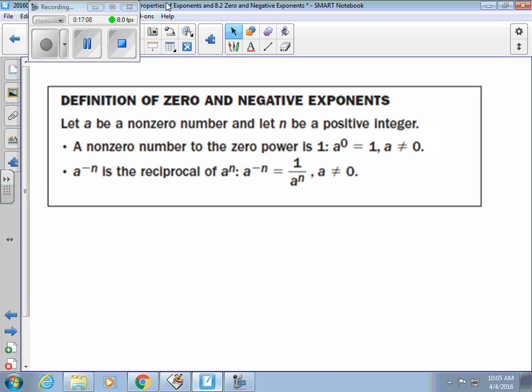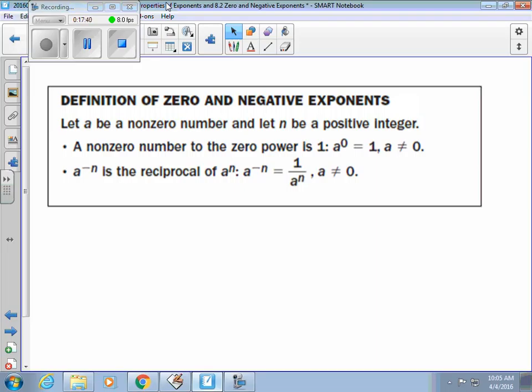Okay, a definition of 0 and negative exponents. It's just saying let a be non-zero, so anything but 0, and let n be a positive integer. So it's talking about not a negative for the first one. A non-zero number to the 0 power is 1. So a to the 0 power is 1 when a is not 0.